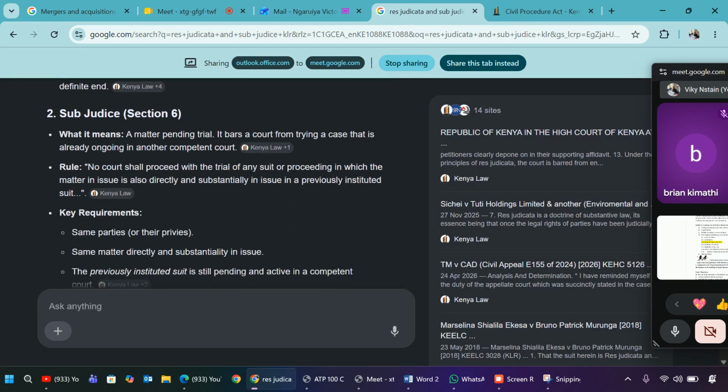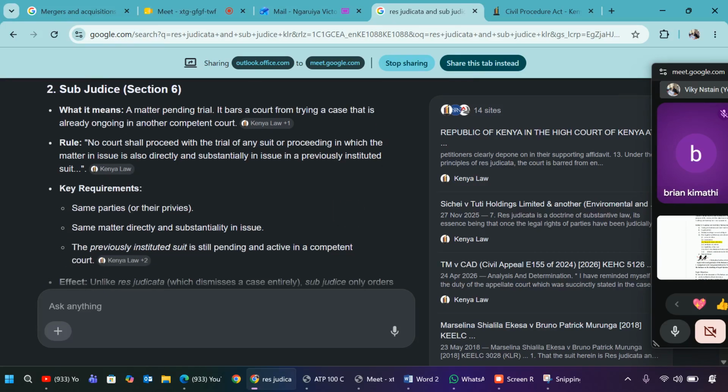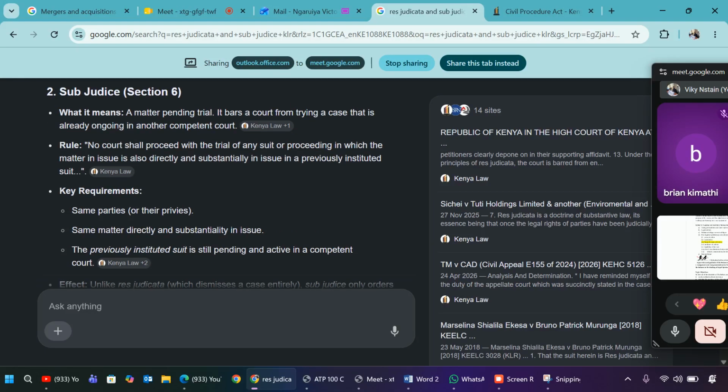Then if we go back to understanding sub judice, that is a direct interpretation of sub judice provided under section 6, the words that I've directly read. So what it means by sub judice is a matter pending trial. It bars a court from trying a case that is already ongoing in another competent court. No court shall proceed with the trial of any suit or proceeding in which the matter in issue is also directly and substantially in issue in a previously instituted suit. Remember, for sub judice, the matter is ongoing in a concurrent court with competent jurisdiction. Remove the foreign courts angle.